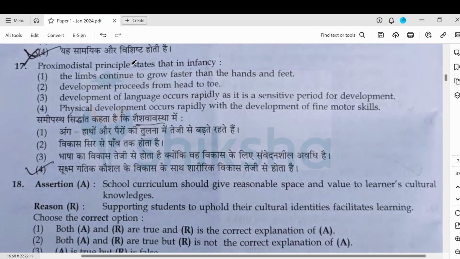17. Proximodistal principle states that in infancy, the limbs continue to grow faster than the hands and feet. Development from head to toe is wrong. That's cephalocaudal. Development of language we're not talking about. Physical occurs rapidly with development of. So it is limbs continue to grow faster than hands.